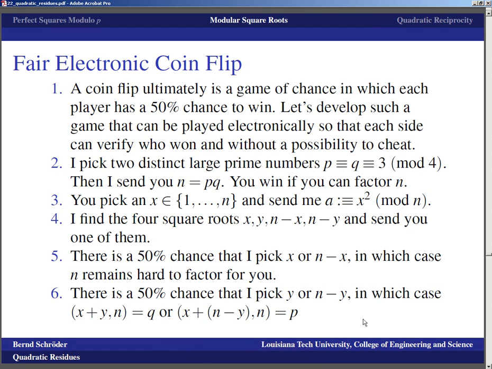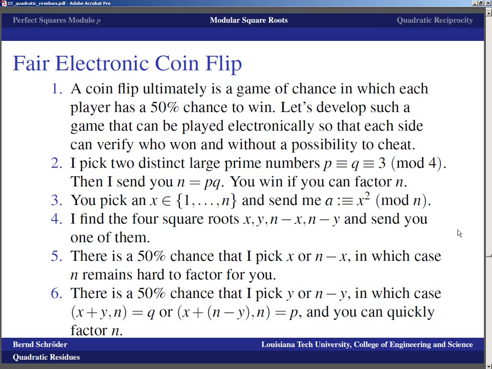You can work that out from the previous theorems, and in that case you can quickly factor it. Okay, so that is the fair coin flip. If you follow the procedure, you realize that at no point in time, unless somebody gives something away, did either chance have the opportunity to give something away.